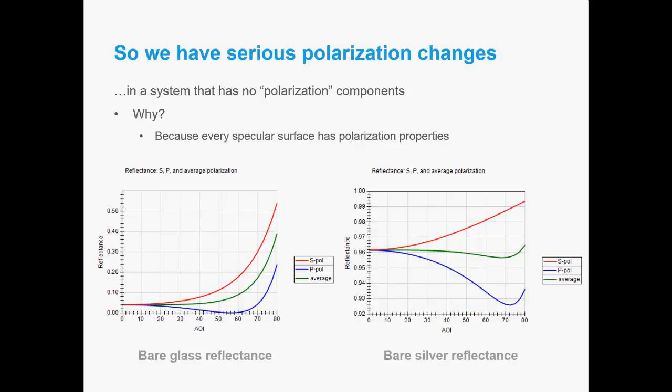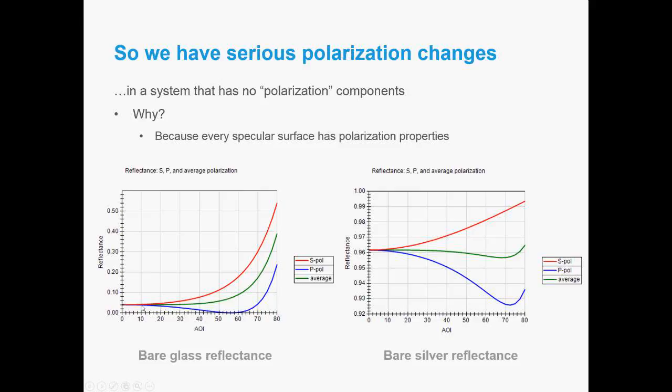So we have some serious polarization changes in a system that doesn't intend to do anything to polarization. Why? Well, that's because every specular surface, every transmissive optical or reflective optical surface has polarization properties. And I don't want anyone to feel insulted like, well, I knew that already. It's not that we don't know this. And if you don't know that, that's fine. But you'll be learning a little bit here.